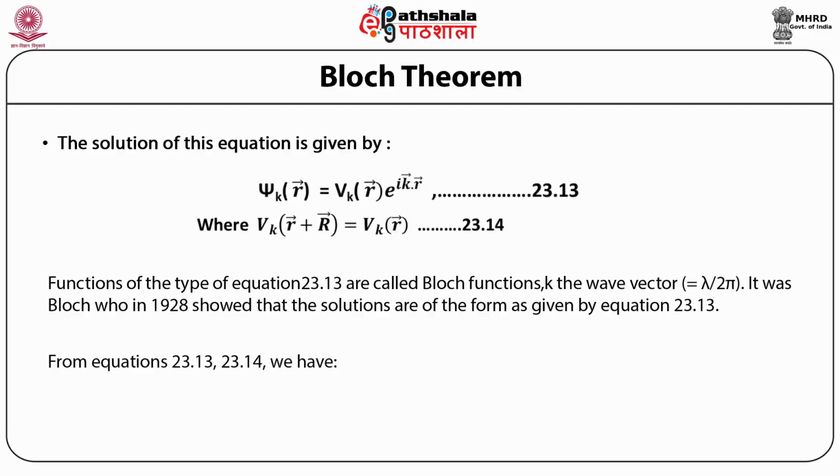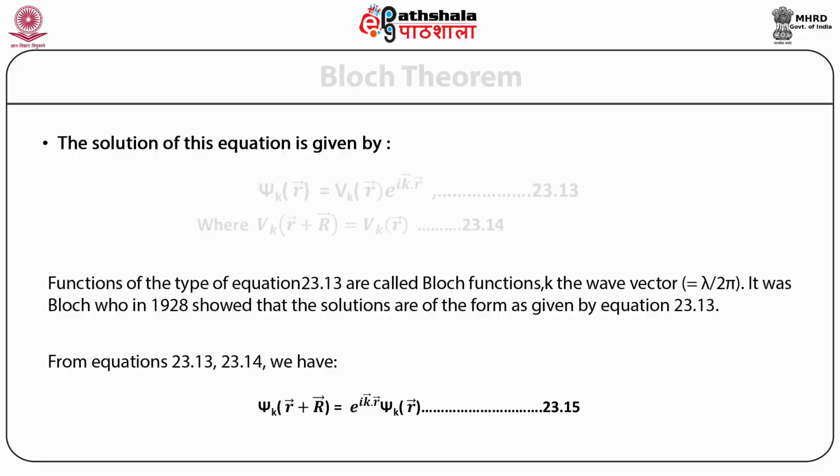From equations 23.13 and 23.14, we have psi subscript k of r vector plus capital R vector is equal to exponential of i k vector dot r vector times psi subscript k of r vector, which is given as equation 23.15.